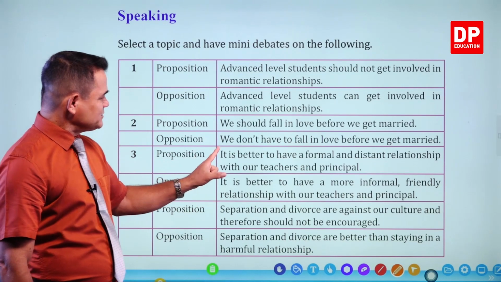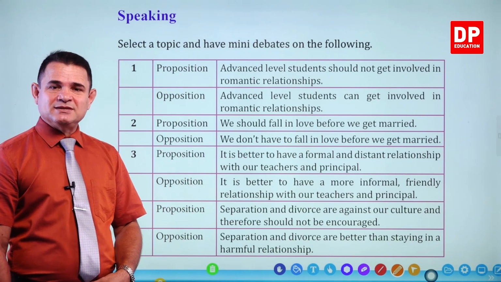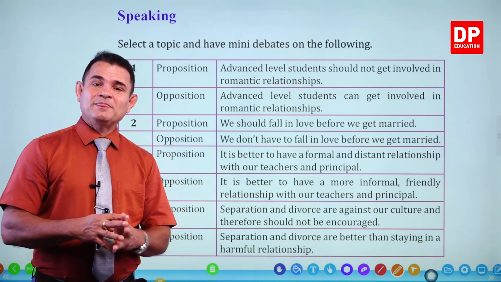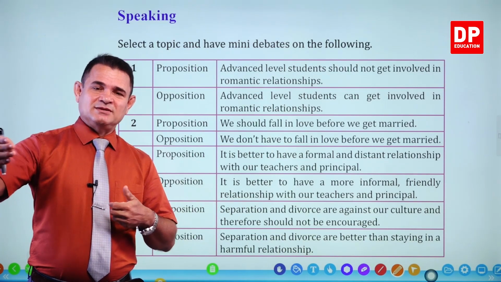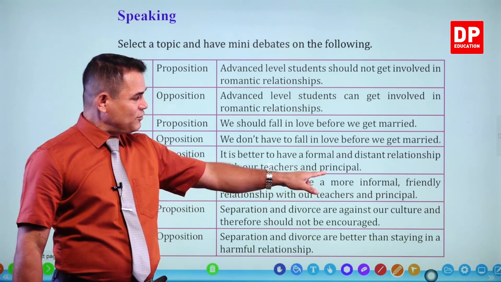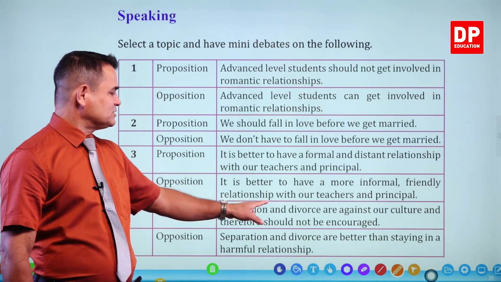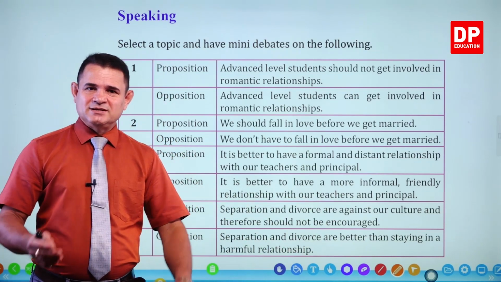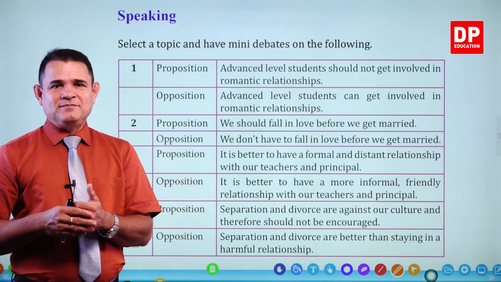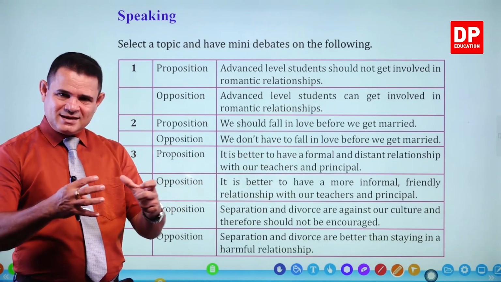Next topic. It is better to have a formal and distant relationship with our teachers and principal. With the teacher and principal, distant relationship. We're not very close. The other team says it is better to have a more informal, friendly relationship with our teachers and principal. So one says one idea, the other team another idea. Then can have a debate.